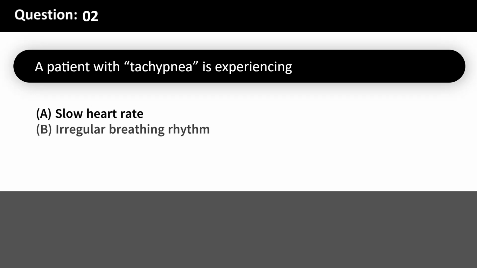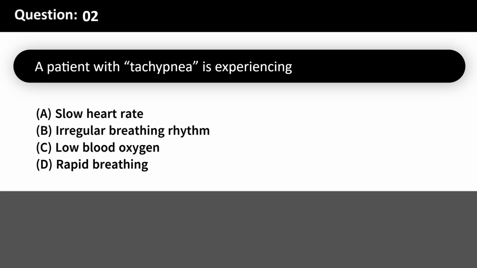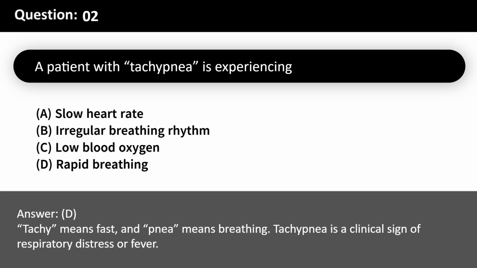A patient with tachypnea is experiencing: A. Slow heart rate. B. Irregular breathing rhythm. C. Low blood oxygen. D. Rapid breathing. Answer, D. Tachy means fast, and pnea means breathing. Tachypnea is a clinical sign of respiratory distress or fever.